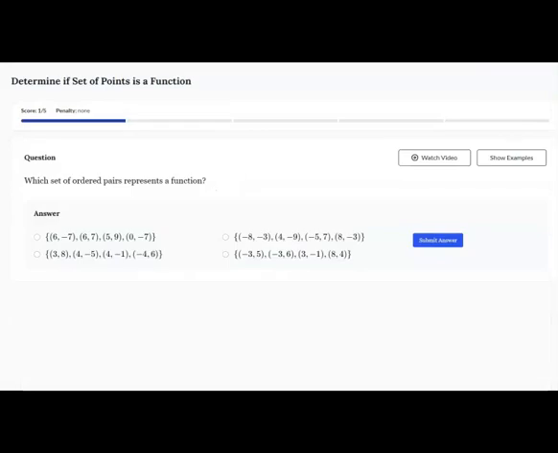Let's try one more. Check your x values. This time we want a function, so that one has a repeat, it's not a function. These are all unique, so that is a function. The others should have repeats, and now we're confirmed.